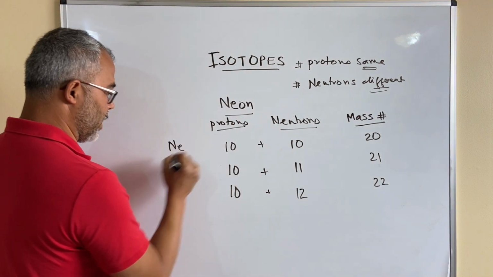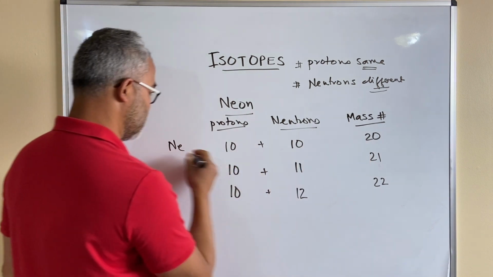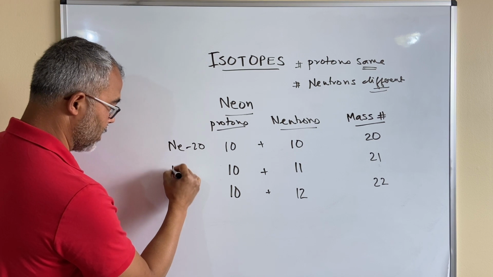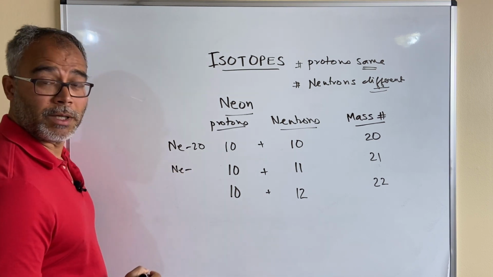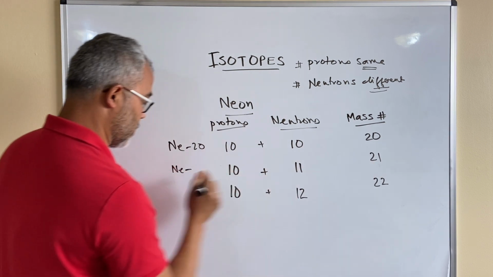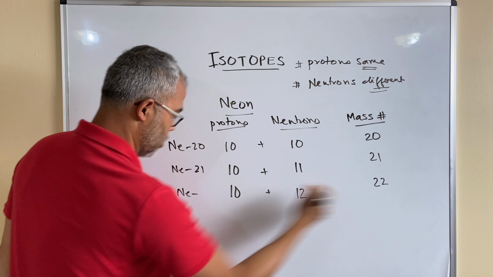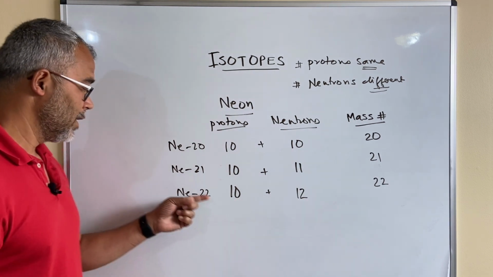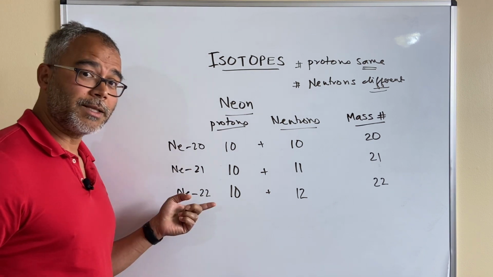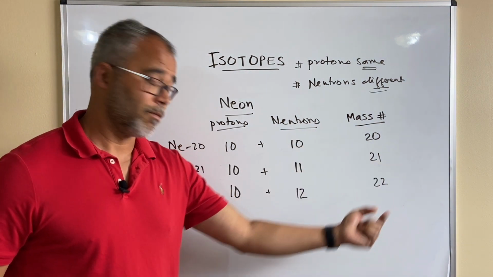Let's take a look at the first way. You just write the chemical symbol, and then you write the mass number with a dash. So the second isotope of the neon family is written as neon dash 21, and the third one is neon dash 22, the mass number. So this is telling you that these three are different. The number of protons is the same, but the number of neutrons is different, hence resulting in a different mass number.